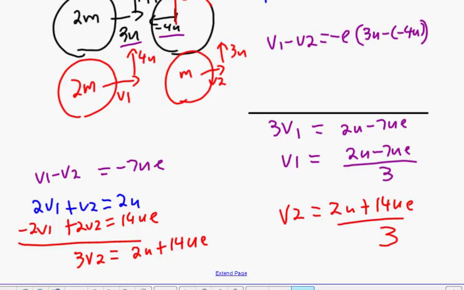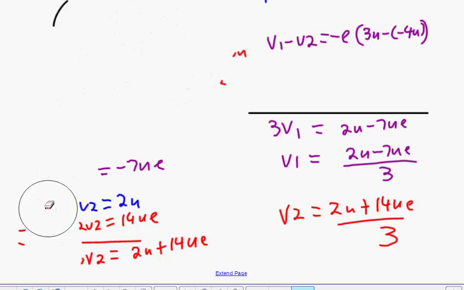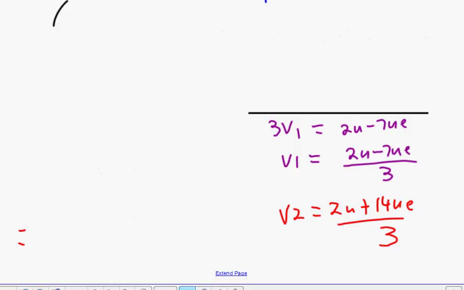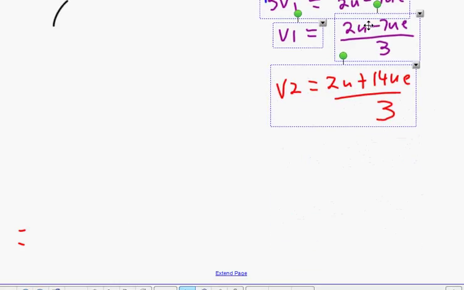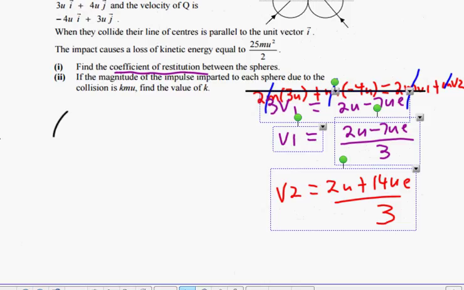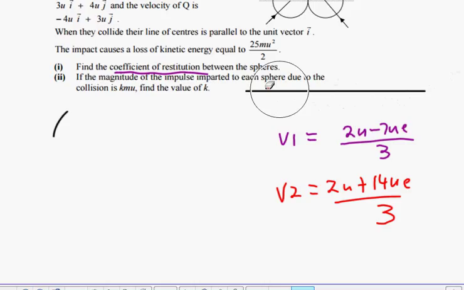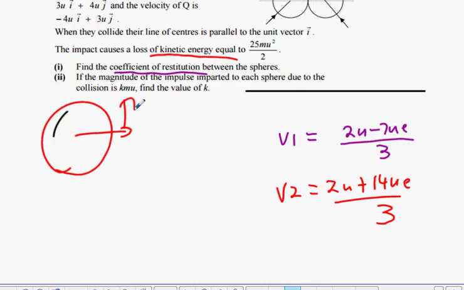I want to be able to read the question, so I'm just going to get rid of all that for a minute. I'm going to bring these up, recycle, reuse. That's all I need now, isn't it? Impact causes what? Loss of kinetic energy. Now what are the speeds after impact?